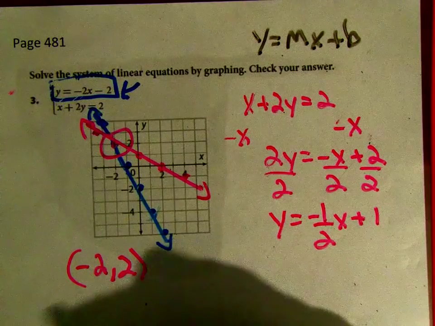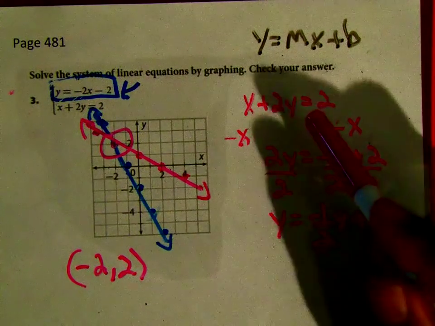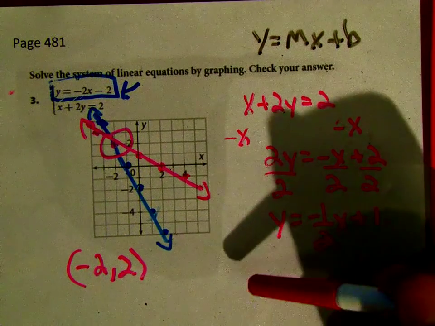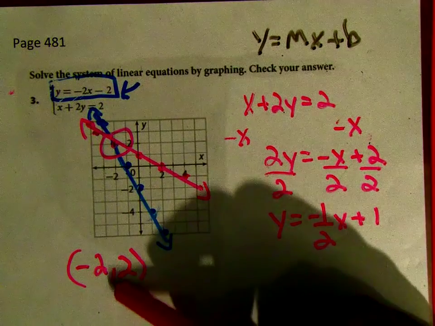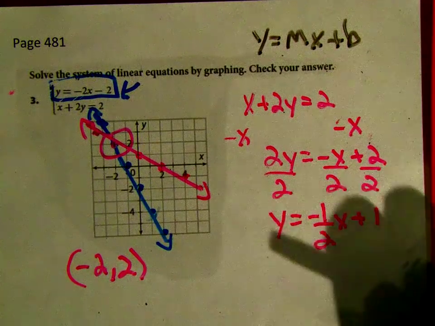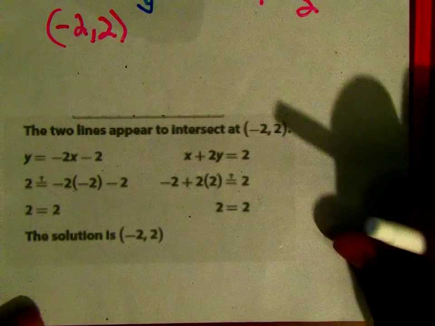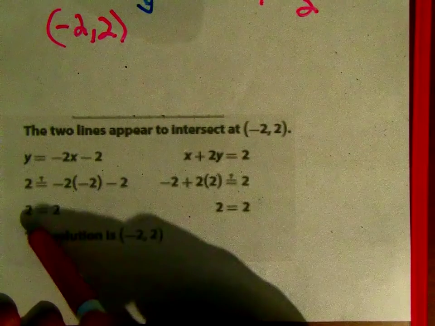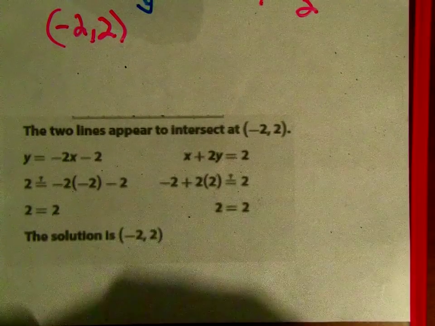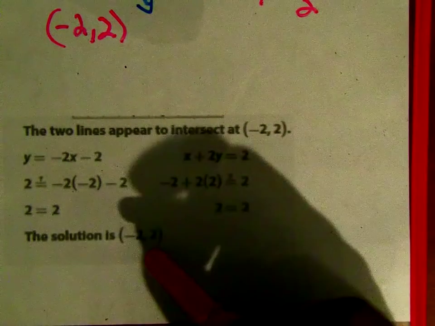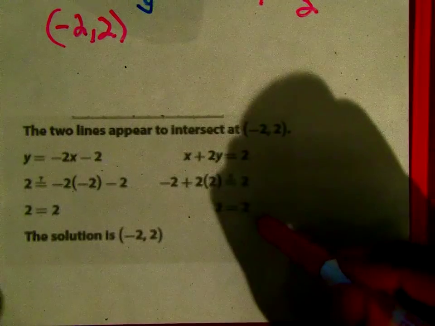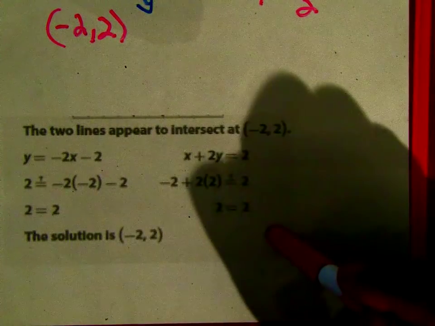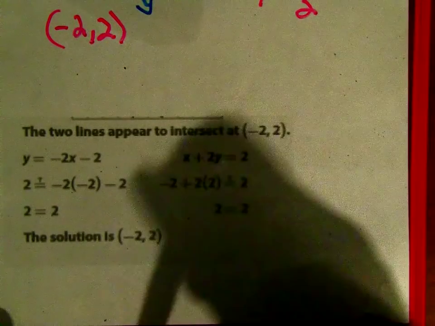So that's your solution. Now, if you want to check your answer to make sure you got it right, take this point and plug it into each one of these equations. If you plug in the -2 and 2 into each equation, you should get a true statement: 2 is equal to 2, and 2 is equal to 2. It doesn't have to be the same number, but both sides have to equal each other. You have to have 2 equals 2, 4 equals 4, or something like that.